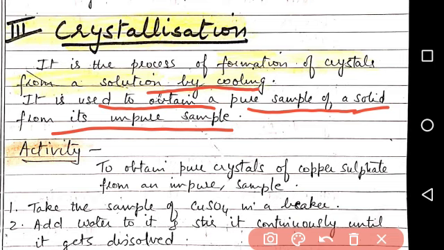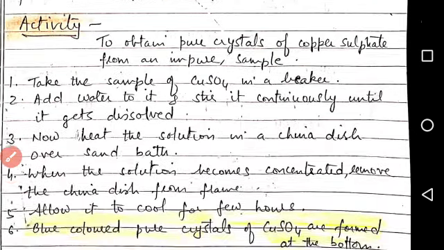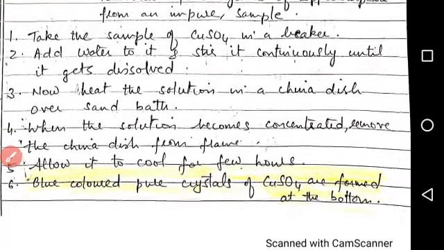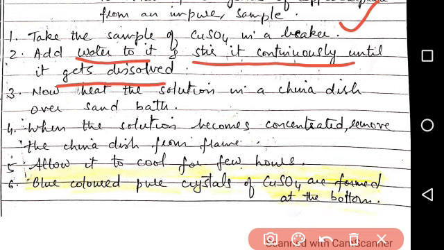So first we'll perform an activity. What is this activity? To obtain pure crystals of copper sulfate from an impure sample. First point: take the sample of copper sulfate in a beaker. Second, add water to it and stir it continuously until it gets dissolved. Means a solution has to be prepared.